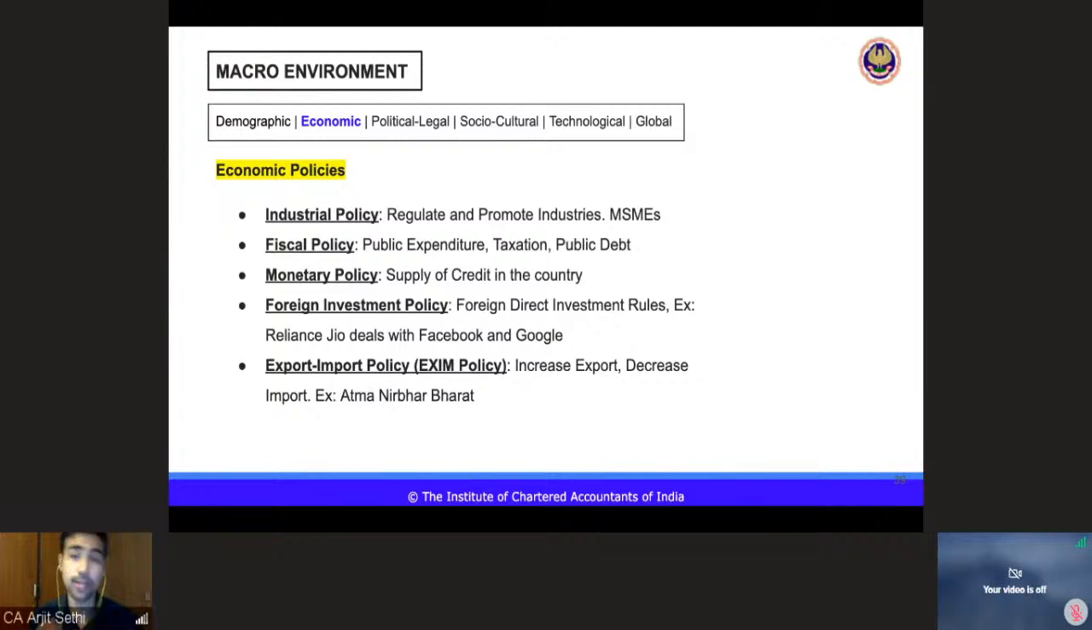So if you look at the latest example of Atmanirbhar Bharat, you will understand that import has been decreased. The aim has been to decrease your incoming.